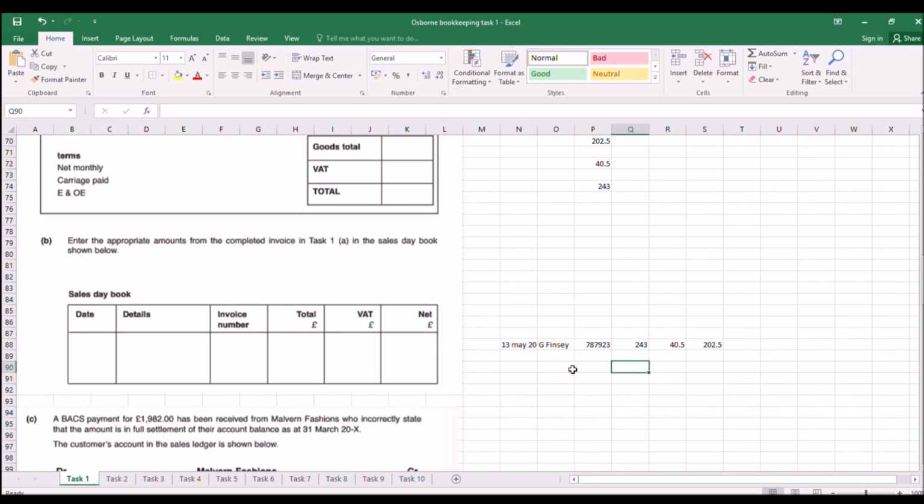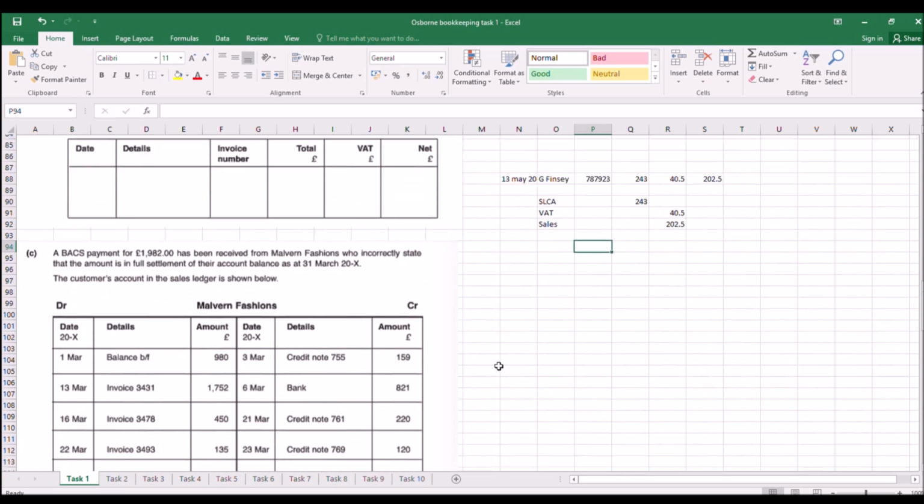Our journal would look like sales ledger control account, VAT and sales. The sales ledger control account would be the whole amount, that's what the customer owes us. VAT is going to be a credit of £40.50 because that's what we owe HM Revenue and Customs, and the sales, £202.50, is what we owe the shareholders. So that's how we do our journal.